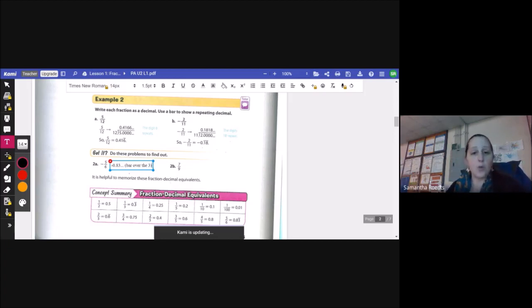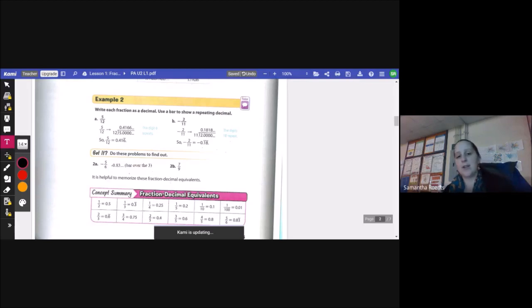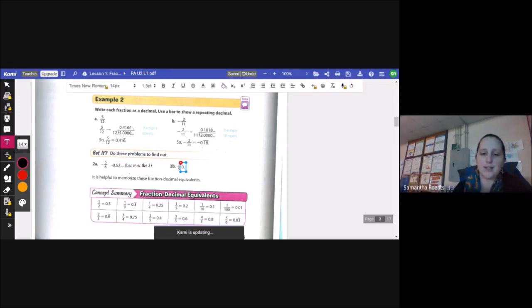For your homework, this is how you're going to write it because you can't actually draw a bar over the repeating digits. So tell me what you're drawing the bar over. So in this case, the bar would be over 3. For 7/9, 7 divided by 9 is 0.7, and that repeats, so bar over the 7.